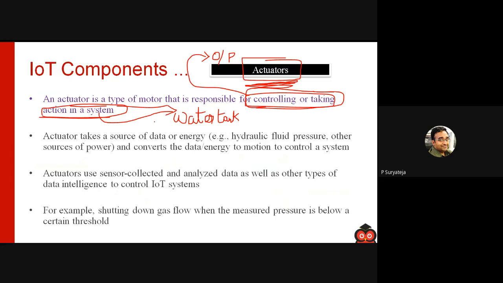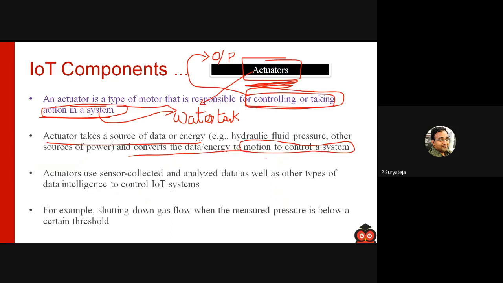Okay, so that is the thing. So the input in this case is given by the level sensor and the output is being done by the actuator. Okay, right. So you can see here, an actuator will take a source of data or energy and convert that energy to motion, which will control the system.